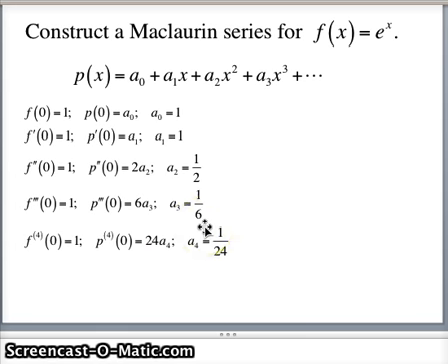How about a sub k plus 1? Replace the k with k plus 1: x to the k plus 1 over k plus 1 factorial. Absolute value x to the k plus 1 over k plus 1 factorial. With the ratio test, we take the limit of absolute a sub k plus 1 divided by absolute a sub k. If we get a limit that is less than 1, then we know it converges. If we get a limit of more than 1, it diverges. If we get a limit of exactly 1, the test is inconclusive.